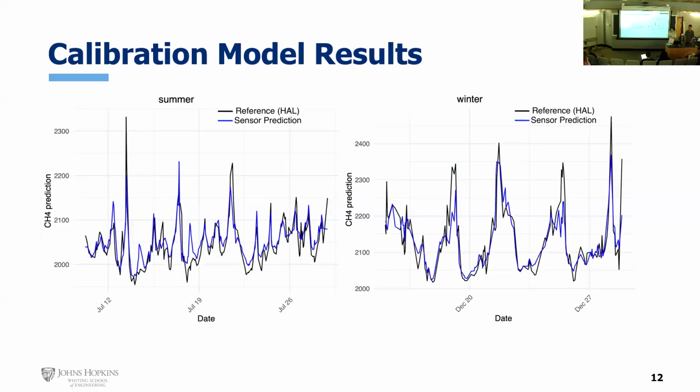This two time series plot shows a comparison between reference methane and our calibration model predictions. We randomly chose 2 weeks in the summer and 2 weeks in the winter. The black line is the reference methane at the HAL site, and the blue line is our calibration model predictions. Generally, our calibration model predictions capture the ups and downs of the methane dynamics. It performs better in the summer, when there are normally lower methane concentrations and fewer spikes.